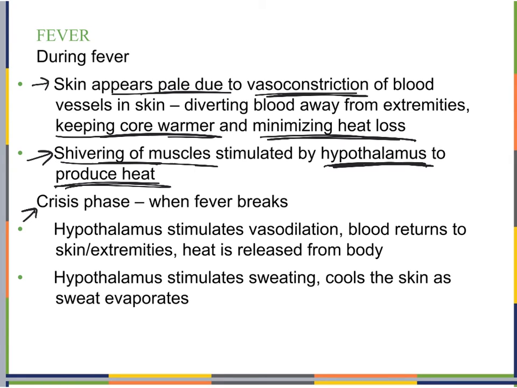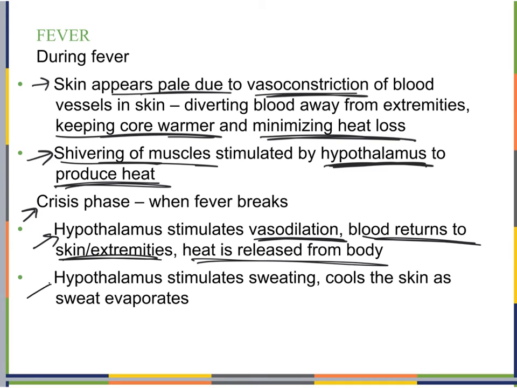So when the fever breaks, as people say, our fever has broken, this is the crisis phase. This is where our hypothalamus is going to stimulate vasodilation. So rather than vasoconstriction, where we're keeping the blood away from the extremities to keep it hottest, our hypothalamus is going to stimulate vasodilation. So we're going to open up all those blood vessels again. We're going to spread the blood out throughout the body, not just keeping it so close to the center. This means our blood's going to return to the skin and the extremities, and then we have heat being released from the body again. So again, we have this heat transfer from the blood vessels to the exterior.